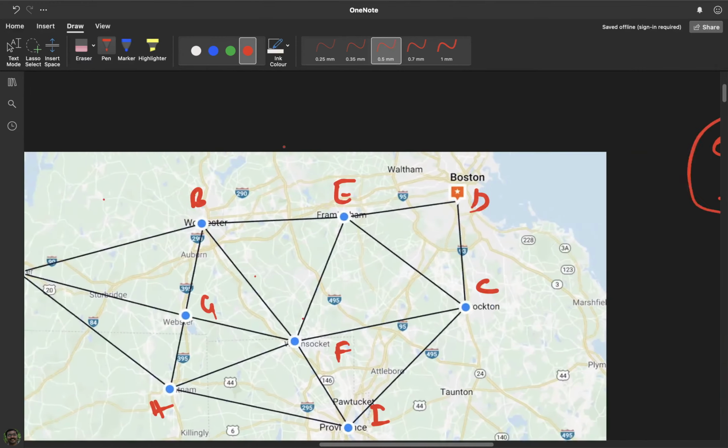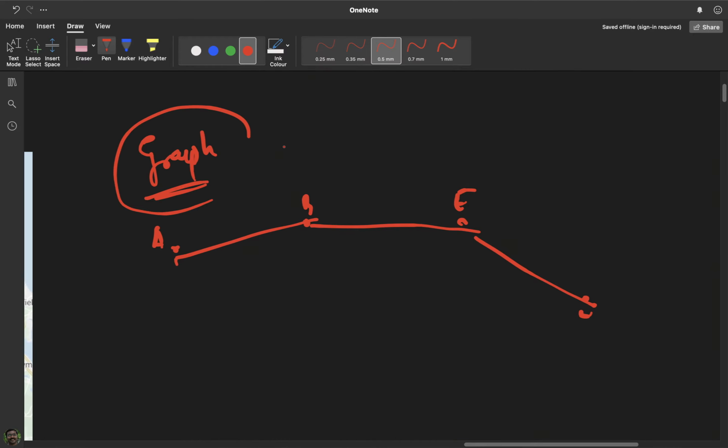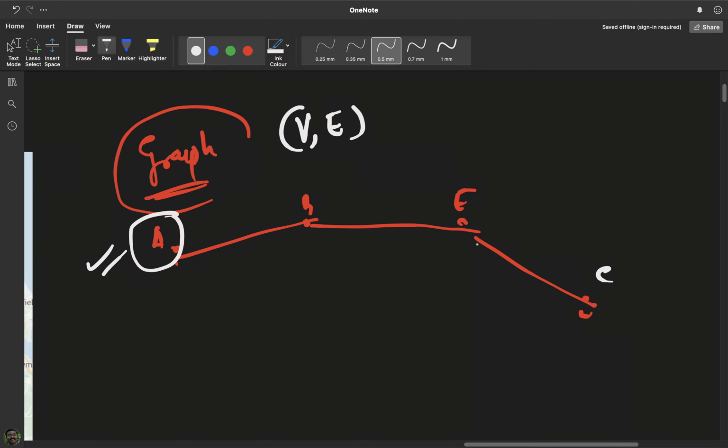This is the graph here. When you are talking mathematically, a graph consists of two sets of things. One is the vertex set and the other is the edge set. Here you can see that A, B, E and maybe Z are the vertices of the graph. They are said to be the vertex, or in plural vertices, of the graph, and this line is called an edge.